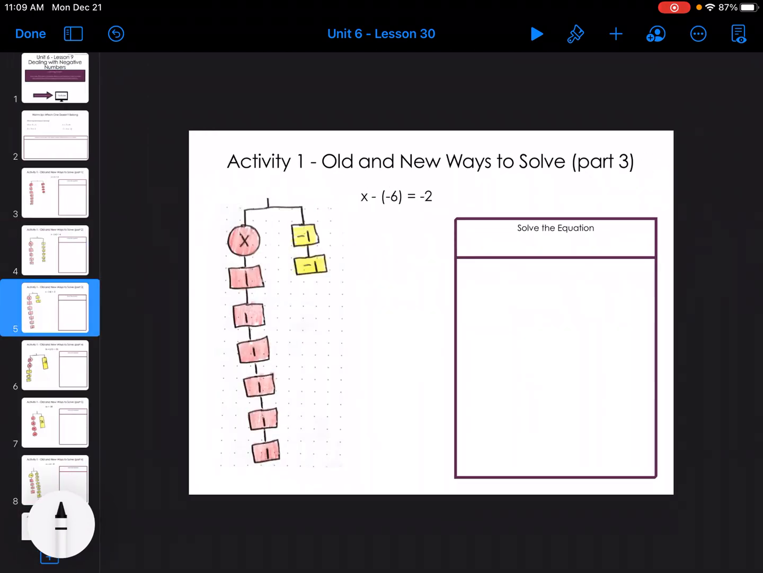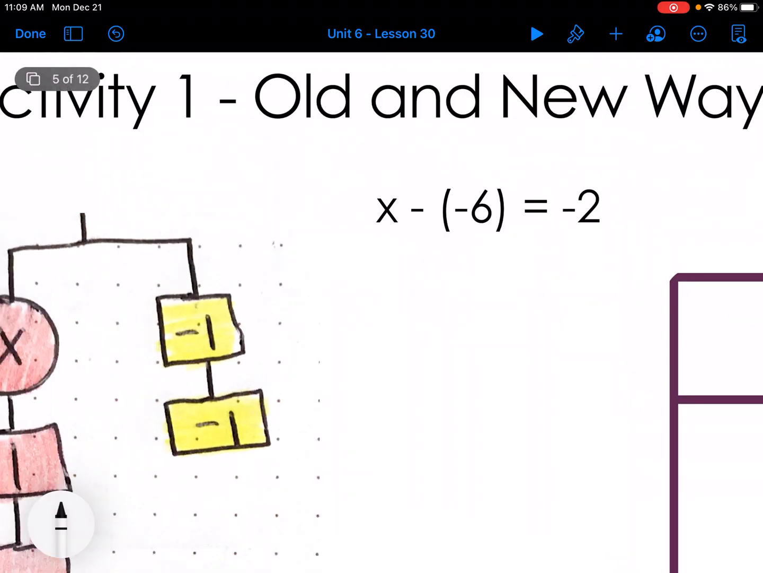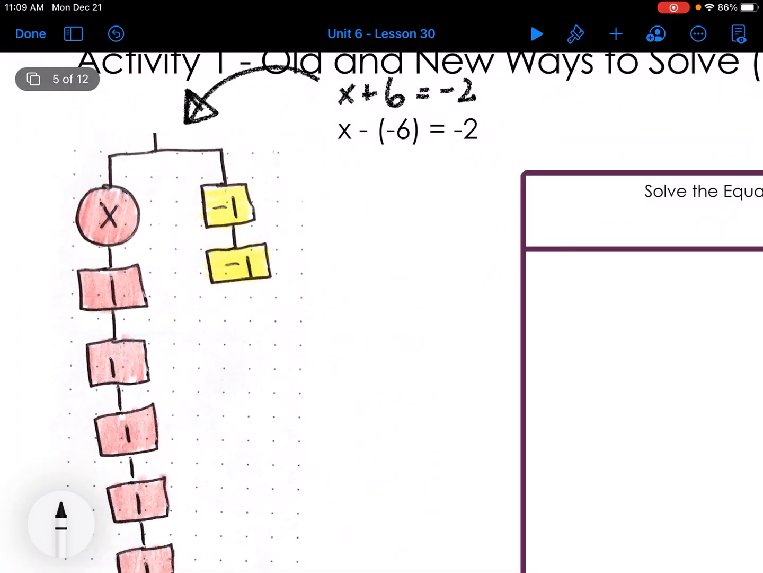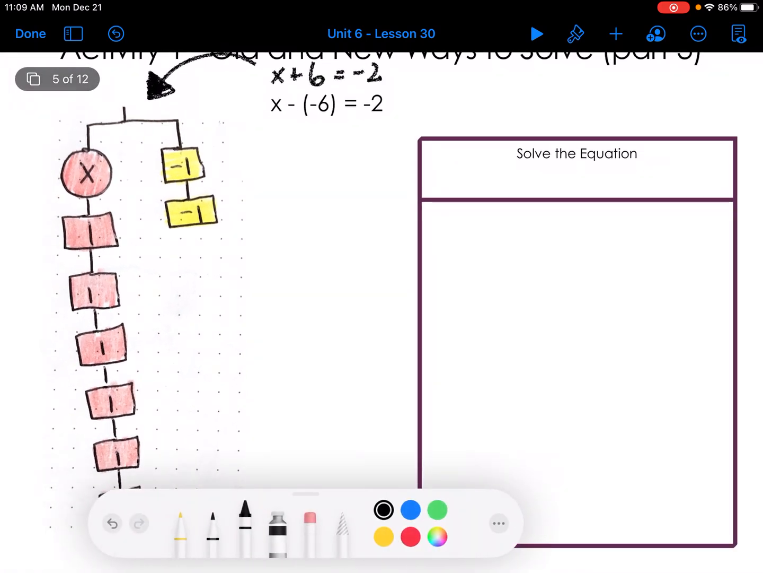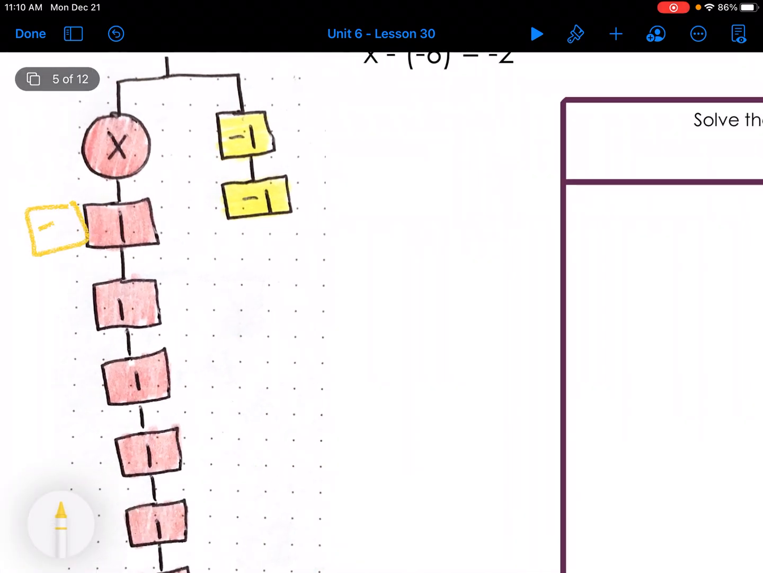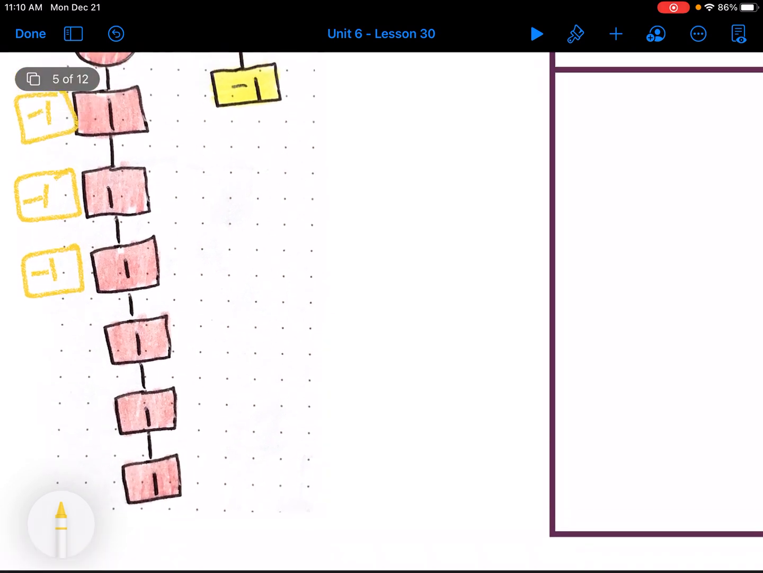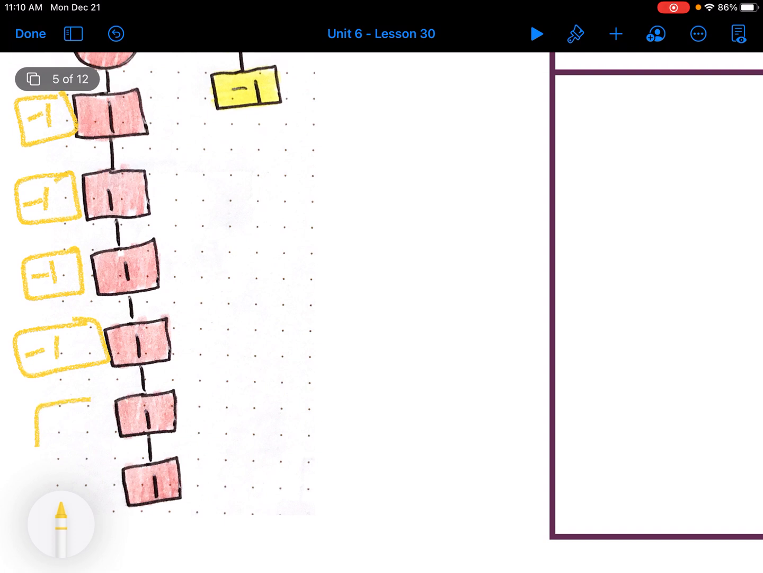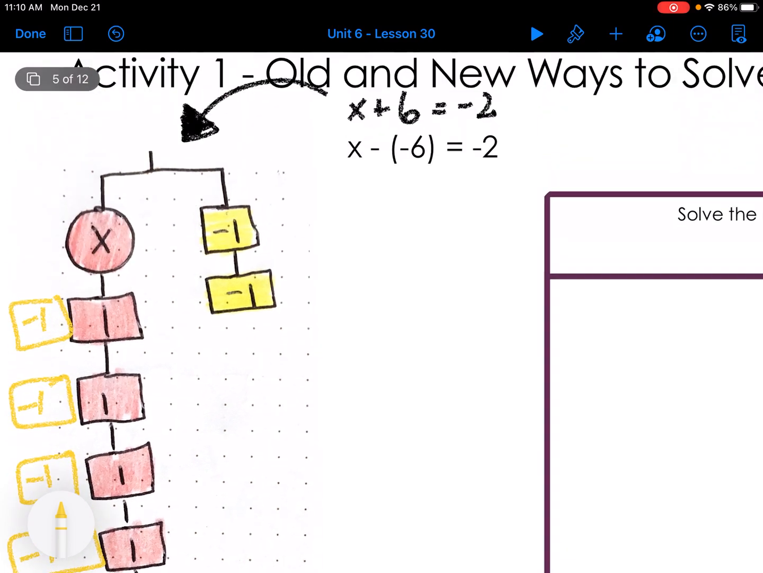All right, same thing again. I'm going to rewrite it as an addition equation. So I have x plus, and then instead of a negative 6, we have a positive 6. And that's equal to negative 2. So that's what's drawn in your hanger diagram right here. Okay, so now I'm going to zero out. So I'm adding 6 negatives to my left side. So that means I have to add 6 negatives to my right side.